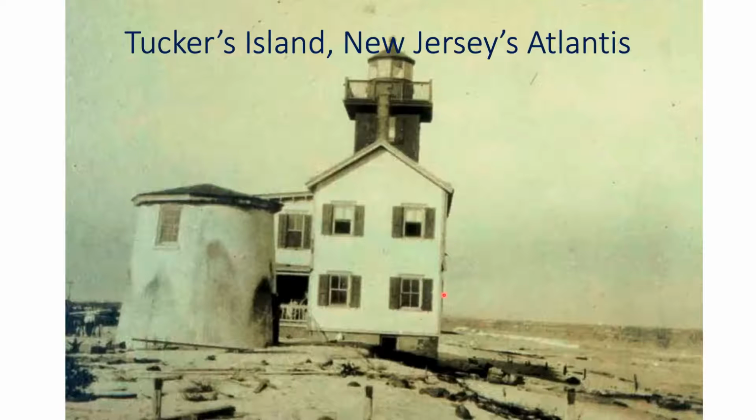You can read more on the link that I'll post on the page for you about the mystery of Tucker's Island in New Jersey. It's recalled as Tucker's Island, New Jersey's Atlantis, because the island disappeared. But it was built on a barrier island, which is constantly changing due to the movement of sand.